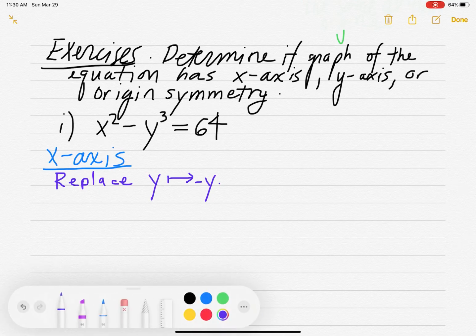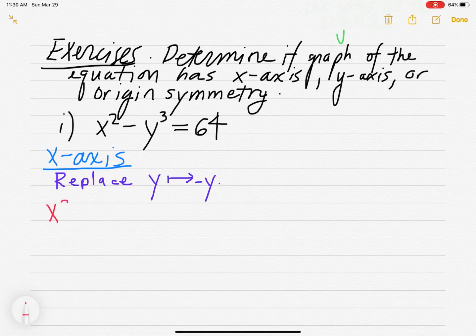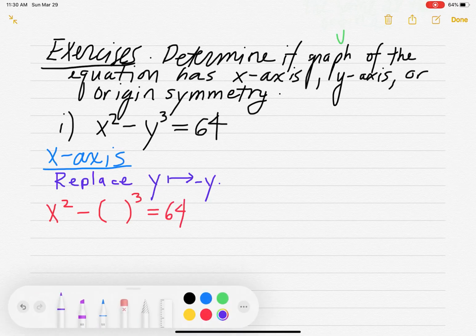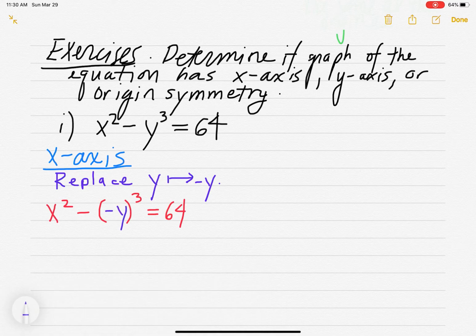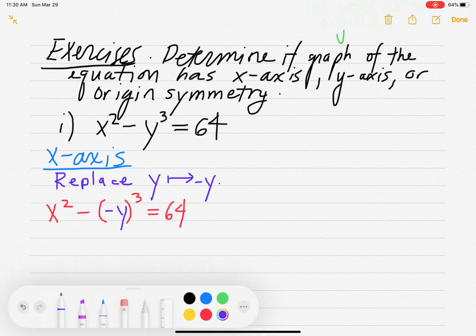So let me draw my equation. I'm going to make a template where I have what? X squared minus a blank cubed equals 64. So in place of the blank there in parentheses, I'm going to put my minus y. I'm replacing the y with a minus y. And now we're going to simplify.